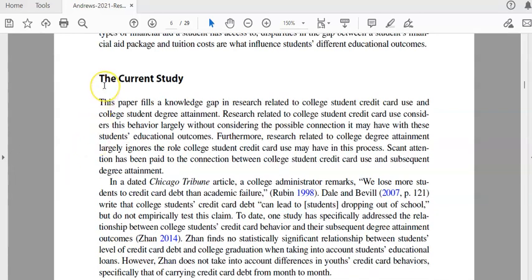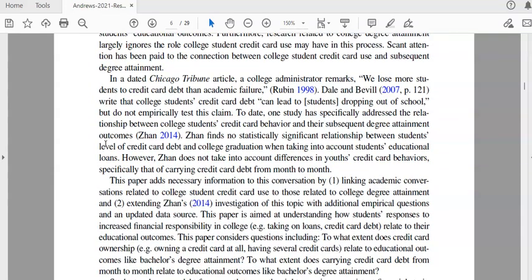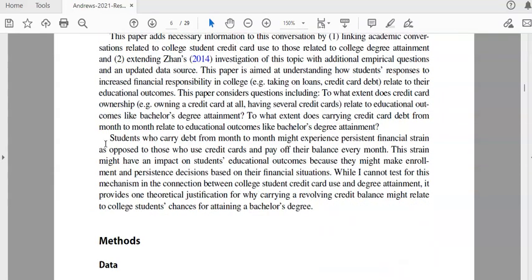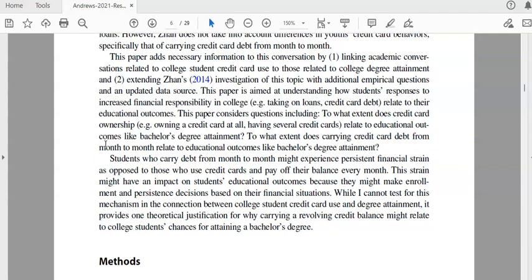So the current study is a section that's going to describe specifically what is the focus of this study, and it will include things like research questions and hypotheses. You can see that the research questions are embedded in the paragraph here. This paper considers questions including to what extent does credit card ownership, e.g. owning a credit card at all, having several credit cards, relate to educational outcomes like bachelor's degree attainment, and to what extent does carrying credit card debt from month to month relate to educational outcomes like bachelor's degree attainment.